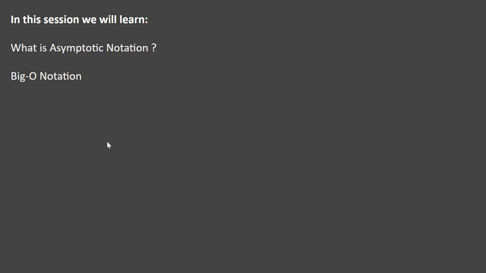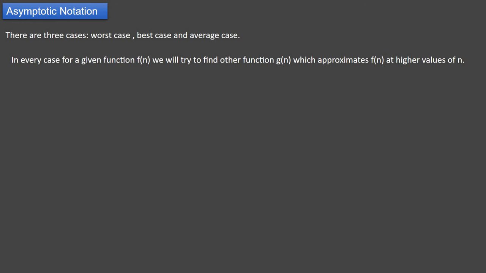So in this session we are going to learn about the asymptotic notation and the big O notation. So what is asymptotic notation? In the previous session we have seen there are three cases: worst case, best case and average case. So for the average case we have seen some function which is f of n, which is the rate of growth, right?